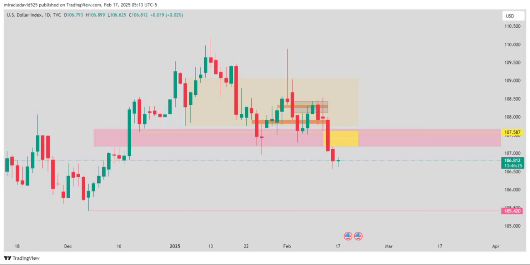In the next video that I'm going to post this week, I'm going to be going down into a 4 hour and possibly even a 15 minute chart. After price has gone into that yellow box, I want to see what it does inside that yellow box.